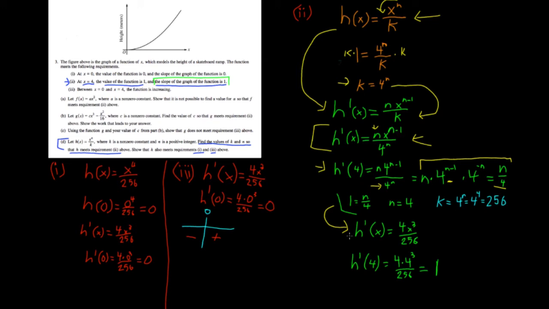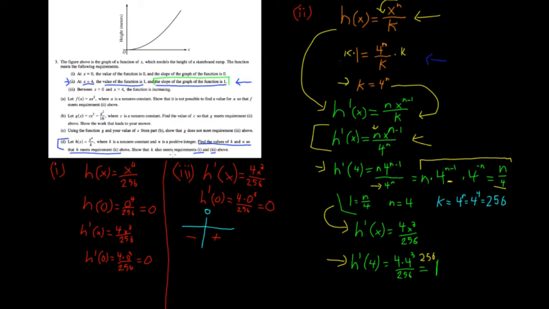And then just to prove that our equation is right, we're going to plug 4 into h prime of x one more time, just to show that the slope of the graph is 1. So we plug in 4 into h prime of x. 4 times 4 cubed is the same thing as 4 to the 4th, which is 256 over 256, which is equal to 1. So this just further proves that the slope of the graph of the function is 1 when x is equal to 4. And it also, back up here, shows that the value of the function is 1.